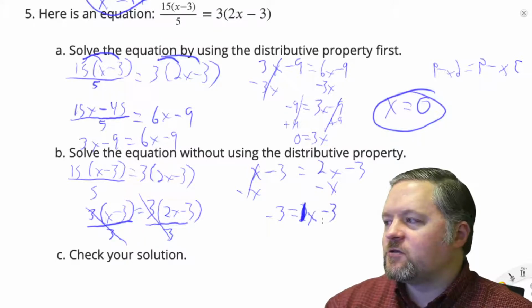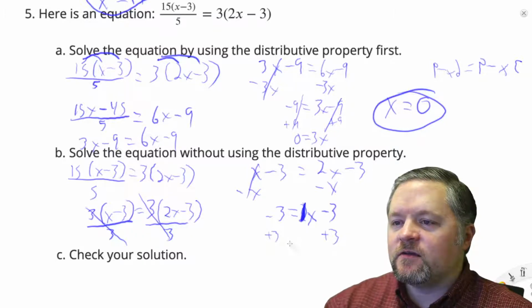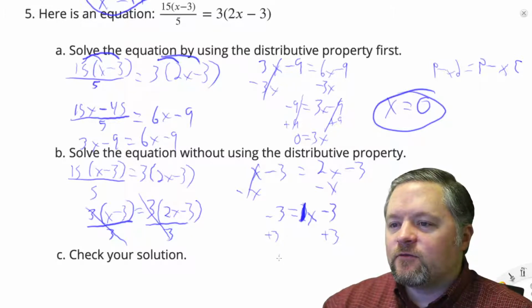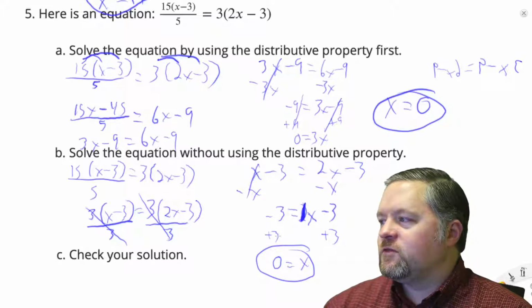Now, x's are all on the right, so I've got to get rid of the numbers on the right. So I'll add 3, do it to one side, do it to the other. Negative 3 plus 3 is 0, equals x. Ooh. Same solution for both.